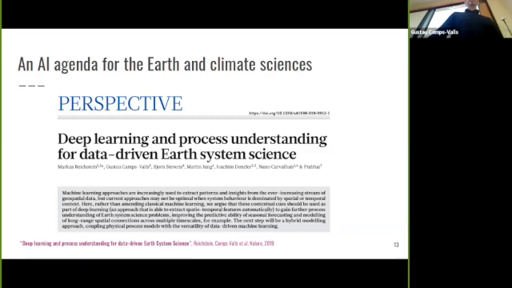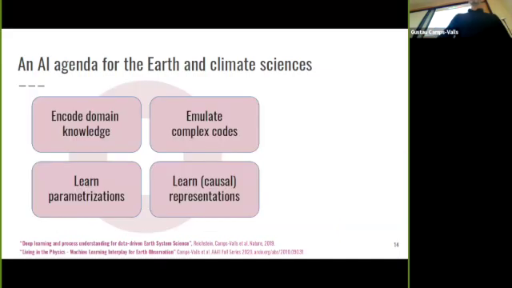So we wanted to promote this combination of deep learning, but also process understanding, and we were promoting different ways of doing this. And actually, the agenda is pretty simple. We wanted to foster the adoption of different methodologies for 4 main problems. The first one is, can we actually incorporate domain knowledge in machine learning? And if so, how can we do this?